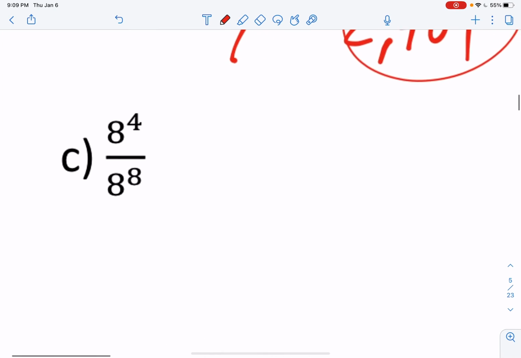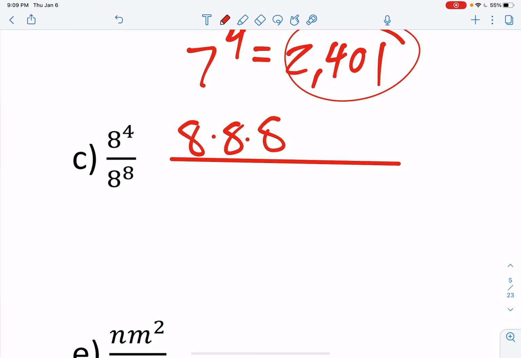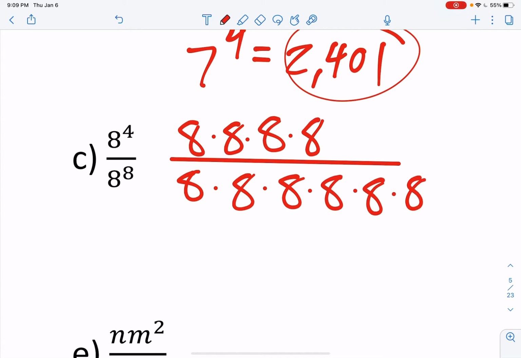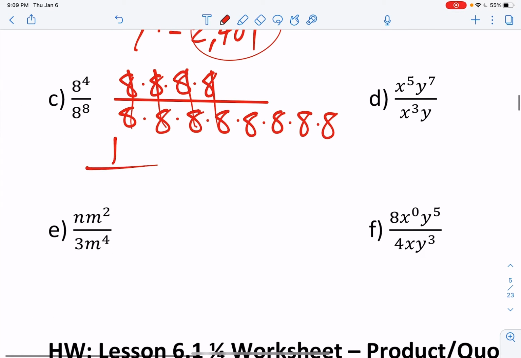Now here, I have 4 on top, 4 on bottom. So when I do this, 1, 2, 3, 4, 1, 2, 3, 4, 5, 6, 7, 8. When these cancel, notice I have 4 on the bottom. So this is 1 over 8 to the 4th, 1 over 8 to the 4th is 4,096.